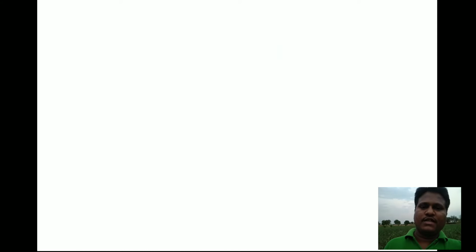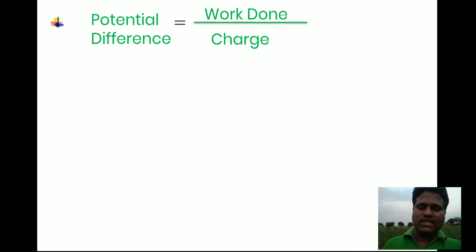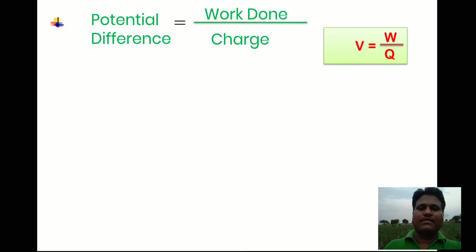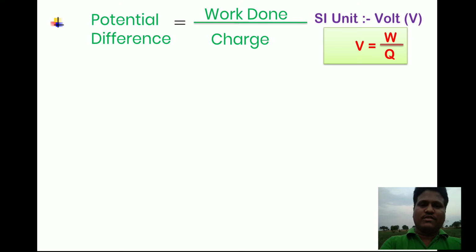Moving further, we have also seen what is meant by potential difference, that is, the work done to bring a charge from one point to another in a given electric field. That particular work done is known as potential difference, or simply we can say work done per unit charge is potential difference. So we have the formula V = W/Q. Similarly, the SI unit of potential difference is volt. Likewise, in the case of ampere we can also write the SI unit as joule per second, and here in potential difference we can write joule per coulomb.